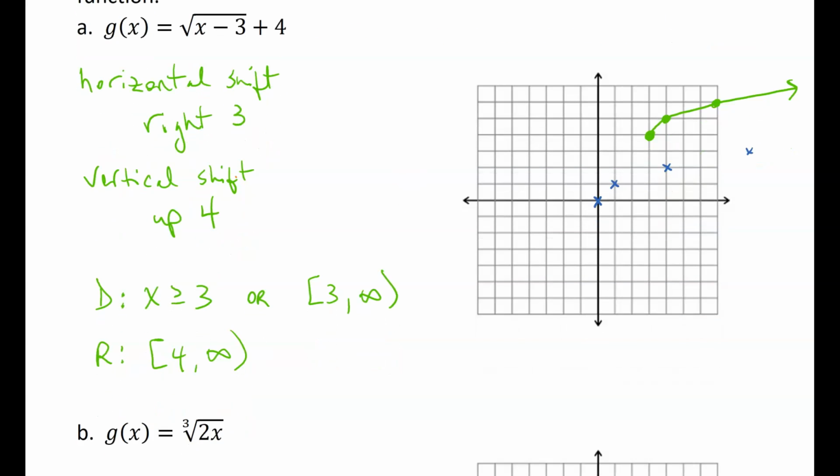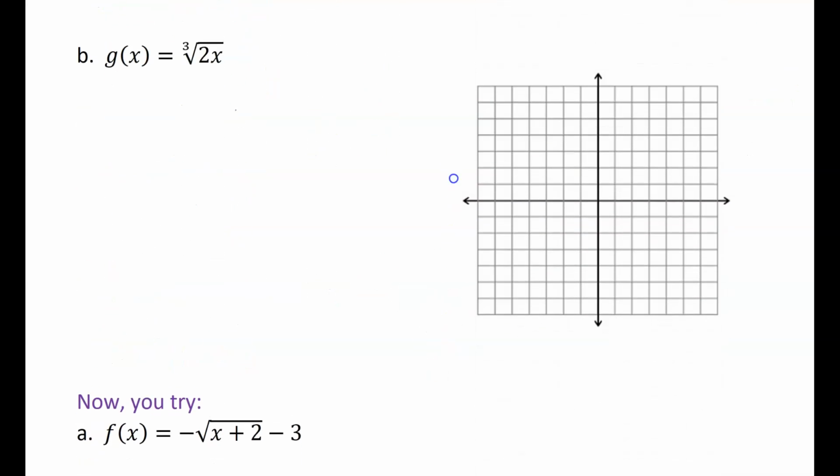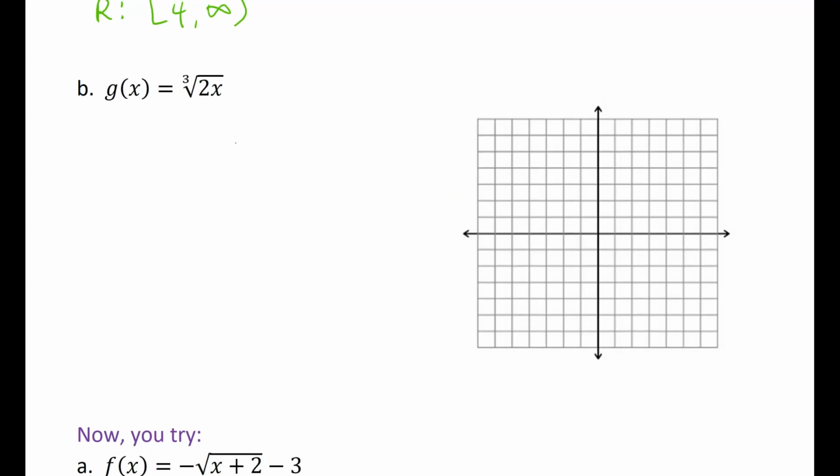Okay, ready to look at the next one? All right, so this one is g of x equals the cube root of 2x. All right, so again, I see that it's a cube root. I'm going to go ahead and put little x's in for my parent function. So I have 0, 0, 1, 1, 8, 2, -1, -1, and -8, -2. Okay, so there's my parent function in.